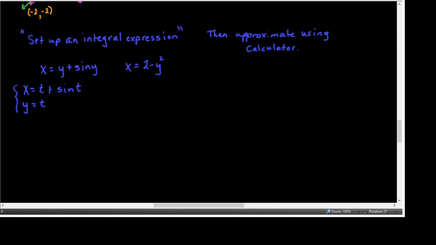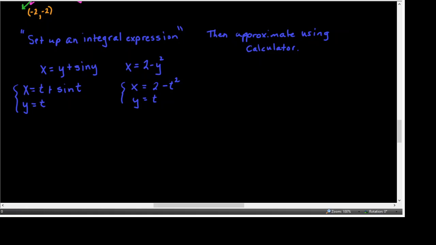And while you're at it, we can graph the other one parametrically as well, although I think you should be able to do this one without a calculator. In fact, I'm going to do this one in a second without a calculator. So call this x equals 2 minus t squared and y equals t. So that would be your number 2 parametric equation.